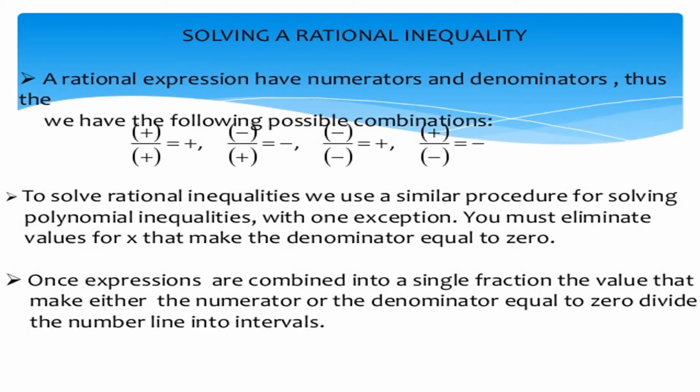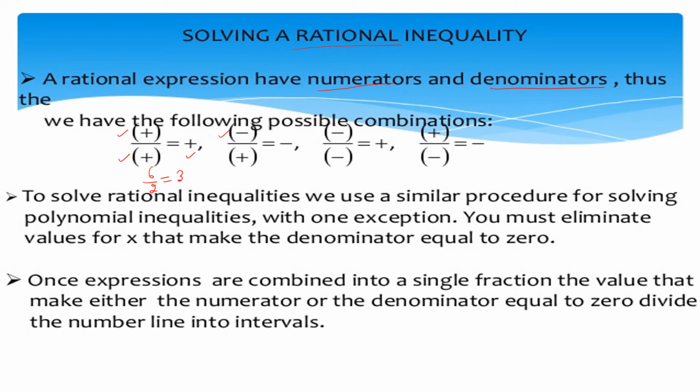Solving a rational inequality. A rational expression has both a numerator and a denominator. Thus, we have the following possible combinations. So what are the possible combinations? Either both the numerator and denominator are positive and the overall result will be positive, right? For example, 6 upon 2 is equal to 3.